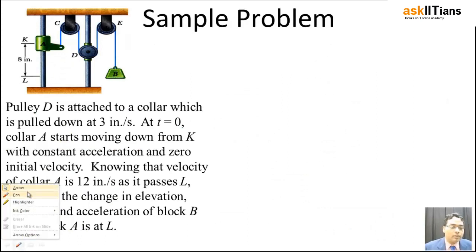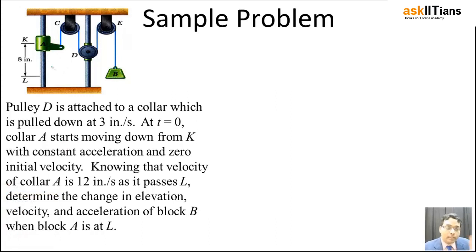So what we have here is the following. We have a pulley D attached to a collar which is pulled down at 3 inches per second. So let's say this is your collar. At t equals 0, collar A, so this is your collar A, starts moving down from K, so the initial point is K, with constant acceleration and zero initial velocity. Knowing that the velocity of collar A is 12 inches per second as it passes L, so at this point its velocity is 12 inches per second. The acceleration is constant, mind you. Determine the change in elevation, velocity and acceleration of the block B.